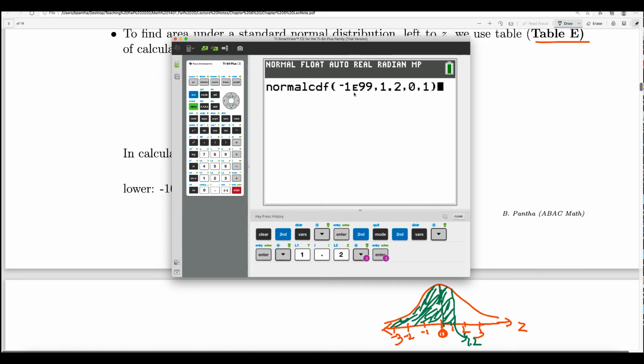1 E 99 means 10 to the 99. Okay, but you can enter -10 to the 10. That is perfectly fine. And the right bound will be 1.2, because you are asked to find the area left of 1.2, and 0 and 1 are the mean and standard deviation. Because this is the standard normal or the Z curve, the mean is 0 and the standard deviation is 1. Let's hit enter.